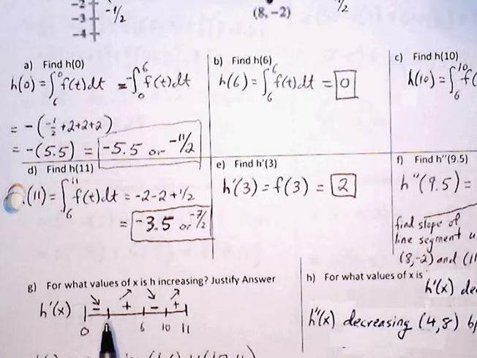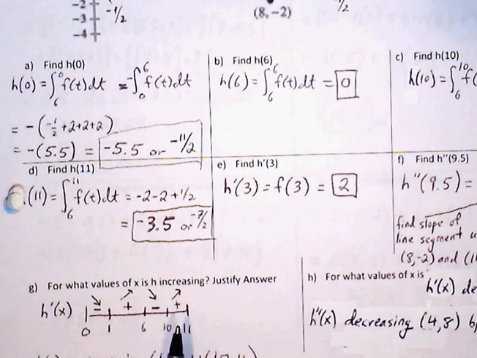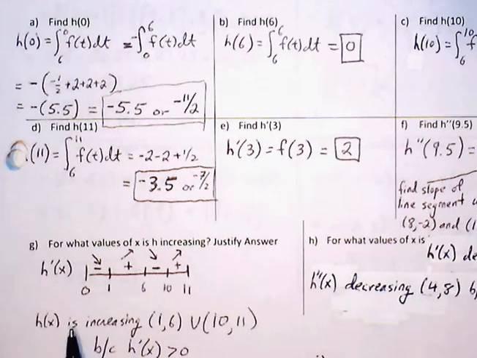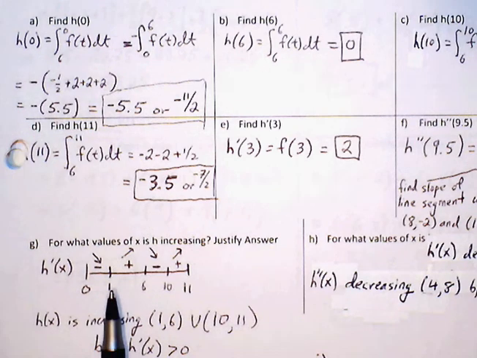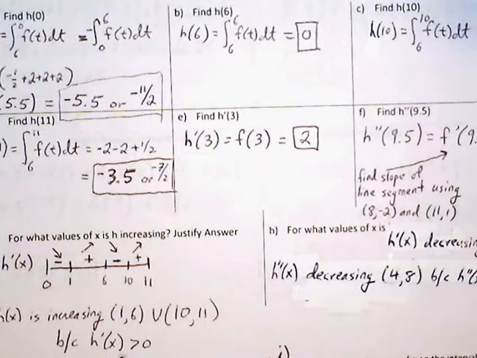Below the x-axis, negative slope. Above the x-axis, positive slope. Below the x-axis, negative slope. Above, positive slope. So h of x is increasing on the intervals from 1 to 6 and also from 10 to 11 because h prime is positive, greater than 0.